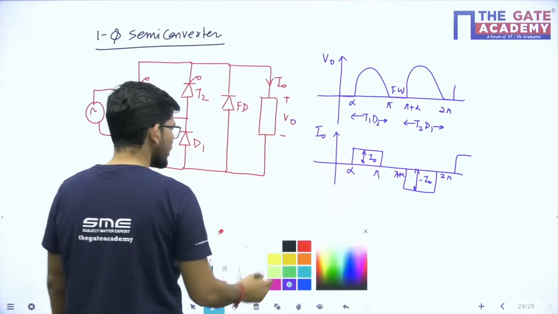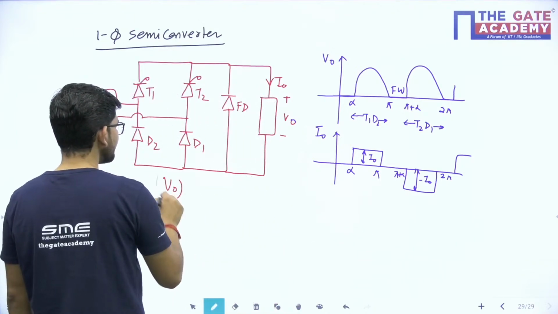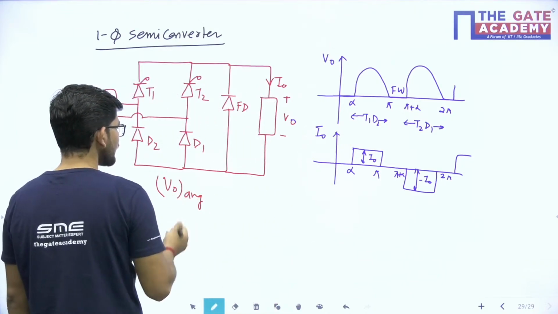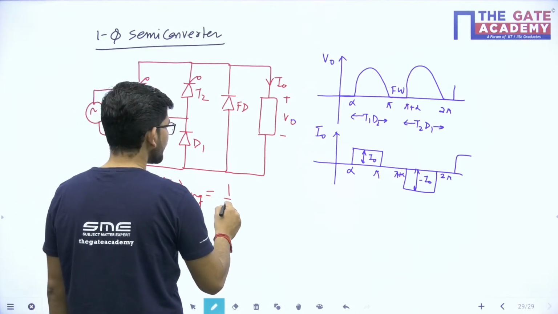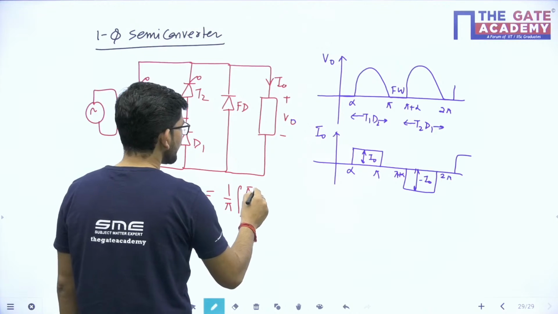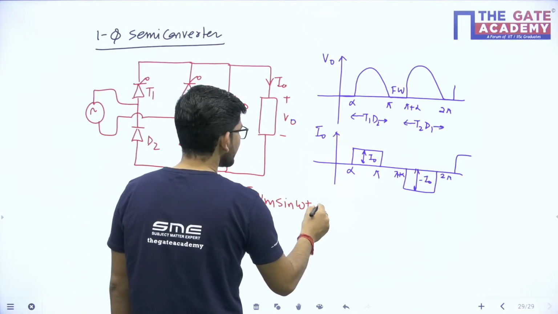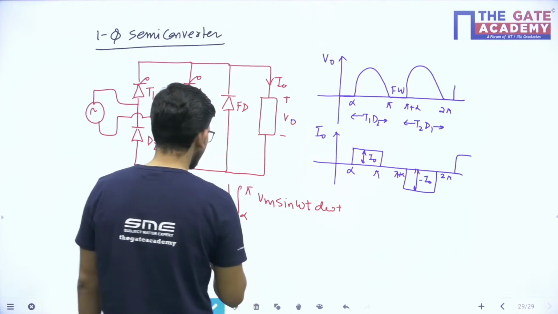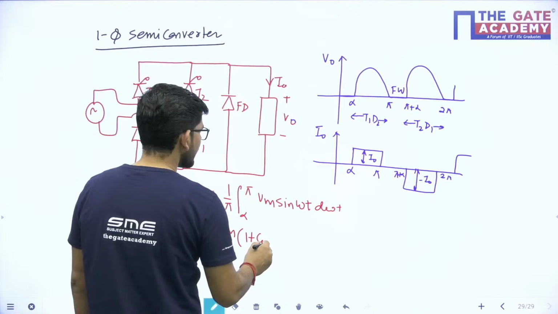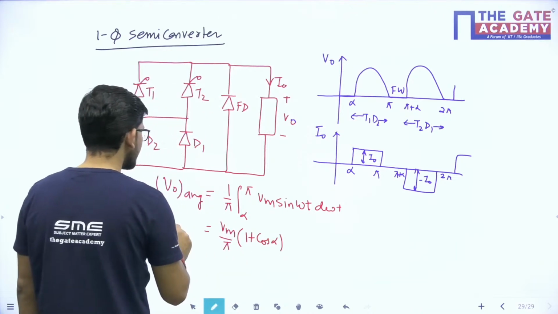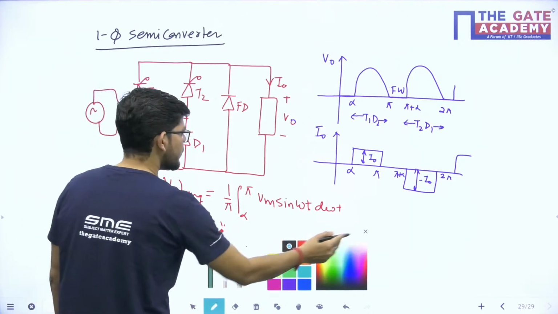Now if we calculate V naught average, what will be the value of V naught average? This will be equal to 1 upon pi integral from alpha to pi of Vm sin omega t d omega t, and this is equal to Vm by pi (1 plus cos alpha). So this is the average value of output voltage that we will calculate.